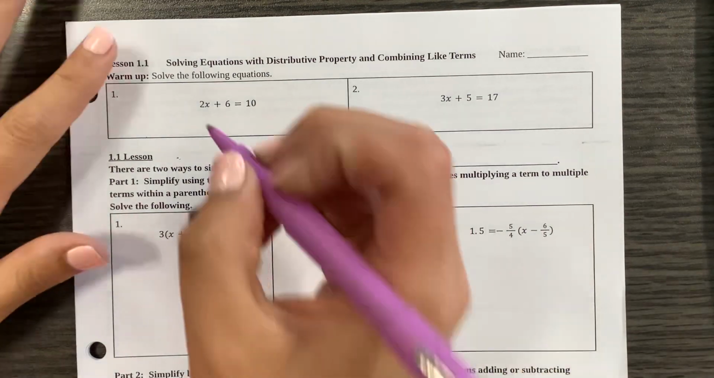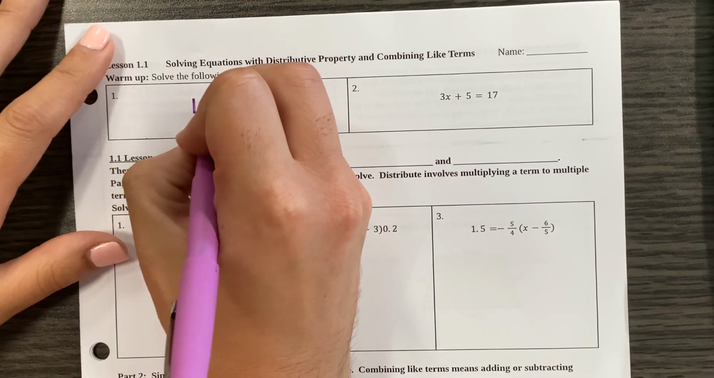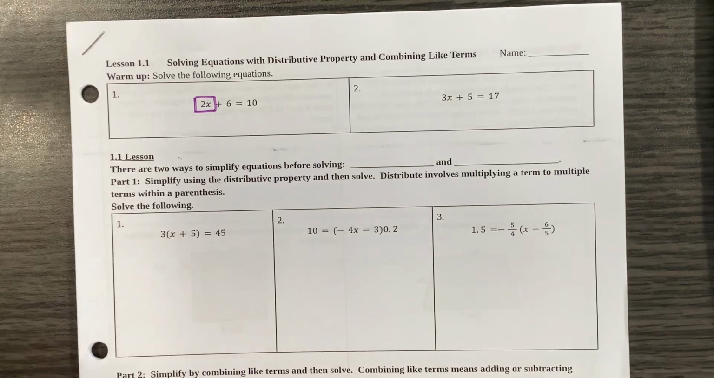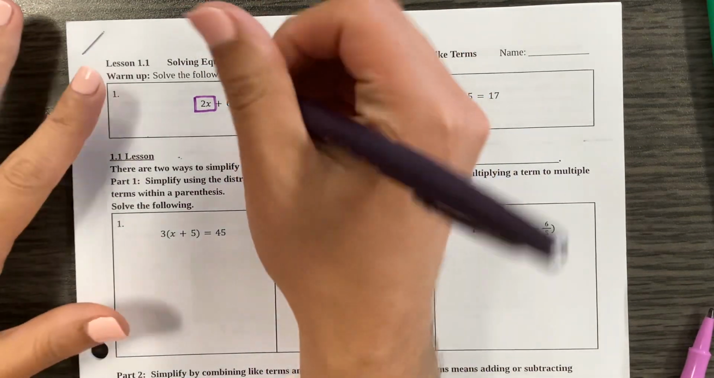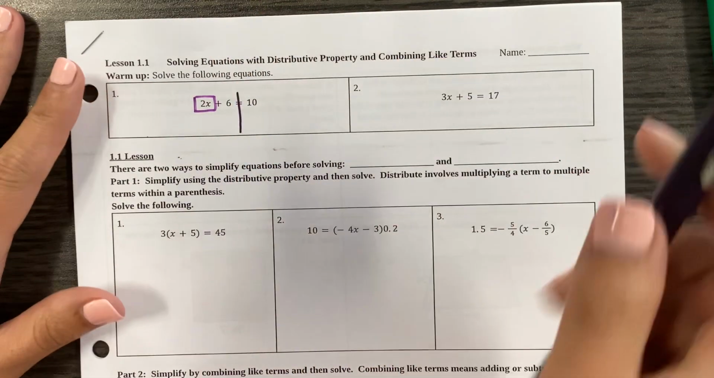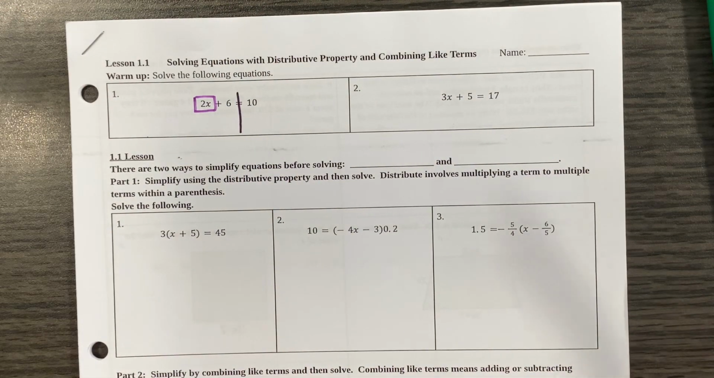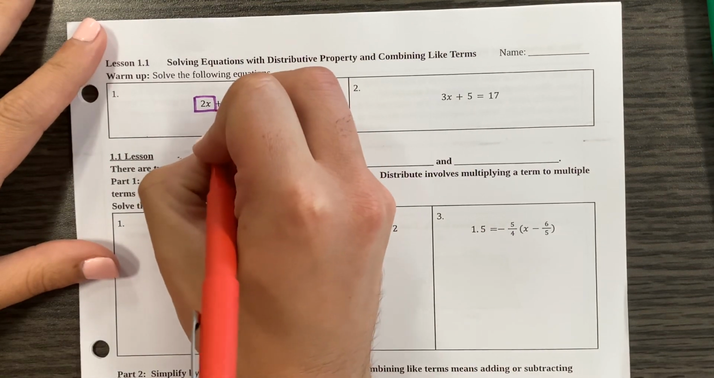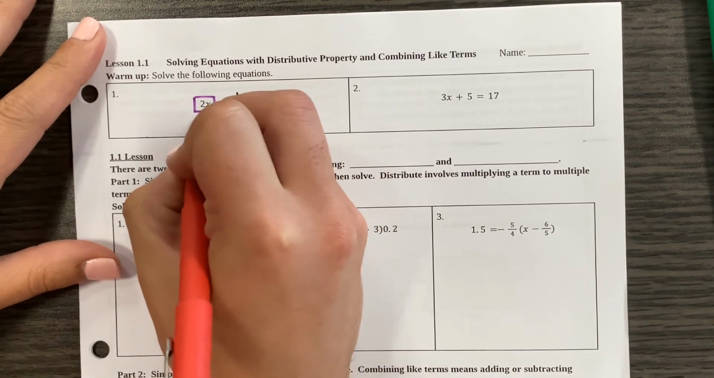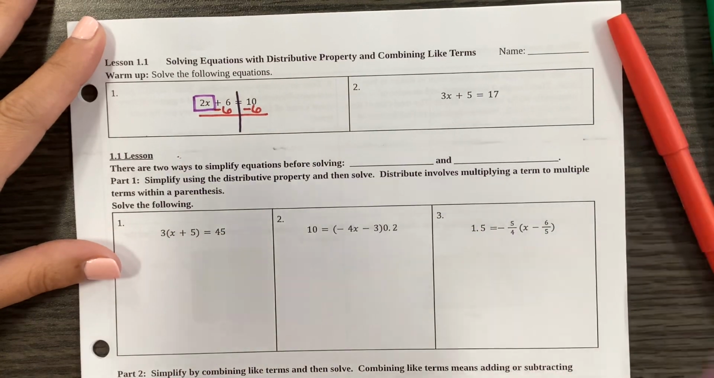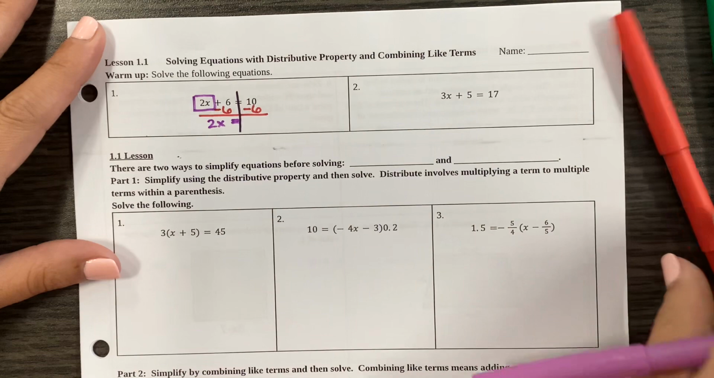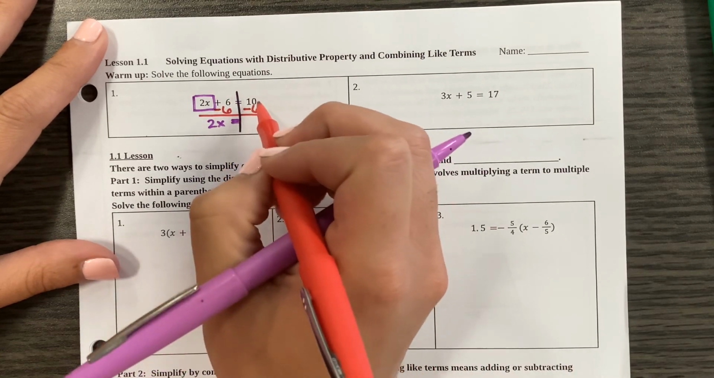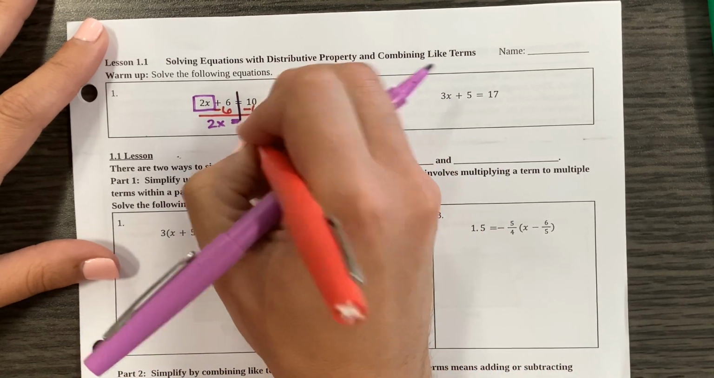So first thing I'm going to do is I'm going to box in my 2x. I have to get that 2x by itself, which means I need to move the 6 away from it. Since the 6 is a positive, we're going to subtract 6 from both sides. My 2x drops down. My equal sign drops down. I'm going to type that in my calculator. 10 minus 6 is 4.